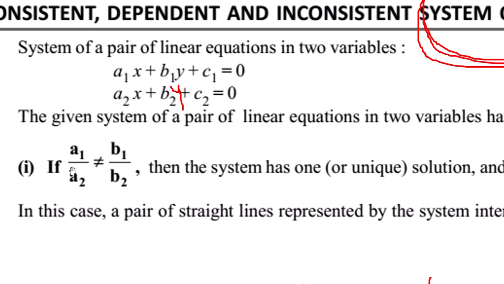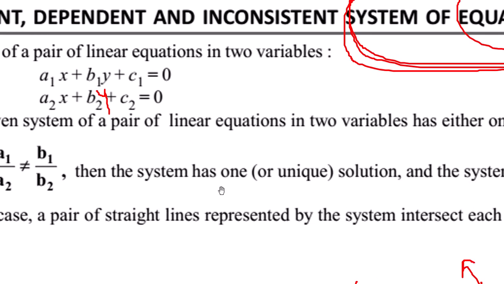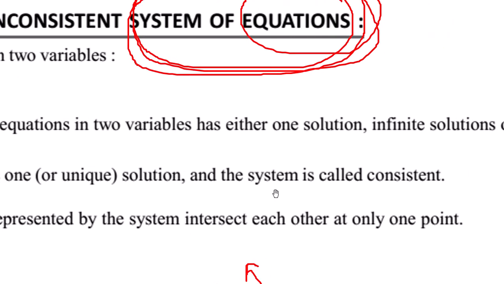If a1 by a2 is not equal to b1 by b2, here a1, a2 are x coefficients, b1, b2 are y coefficients. If the ratio of x coefficients is not equal to the ratio of y coefficients, then the pair of linear equations has only one unique solution. And the system of equations is then called consistent equations.